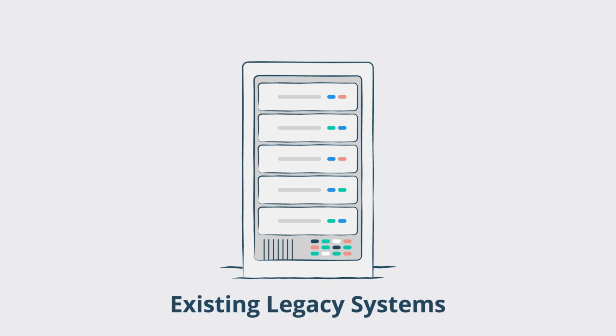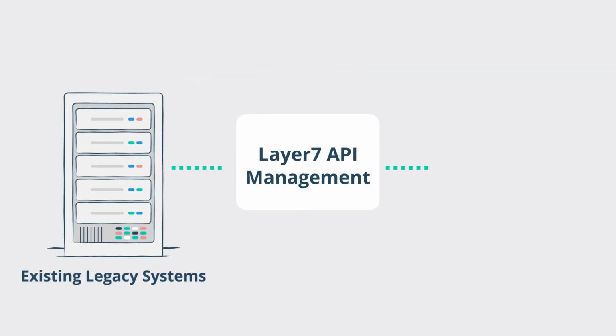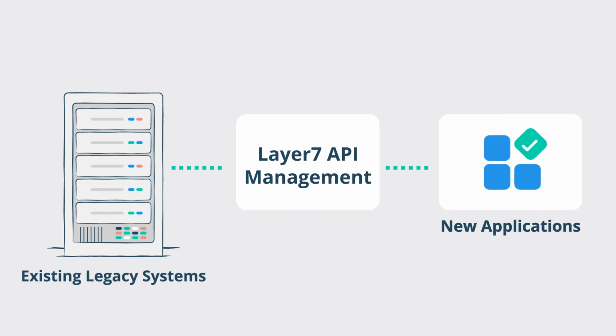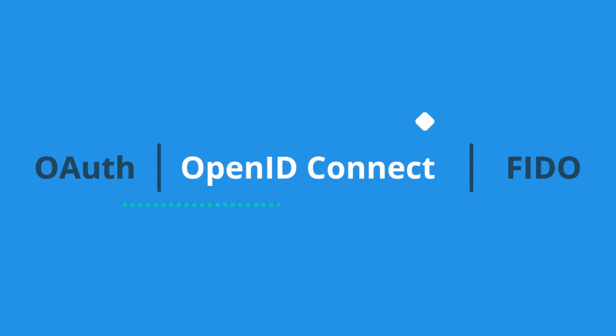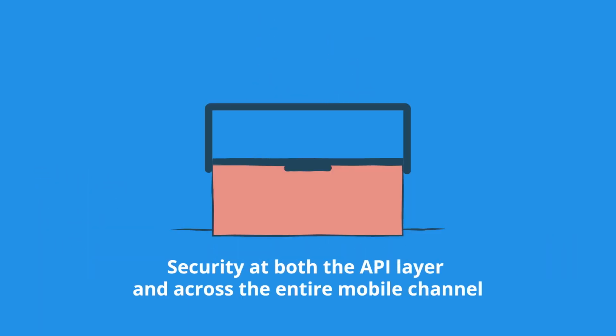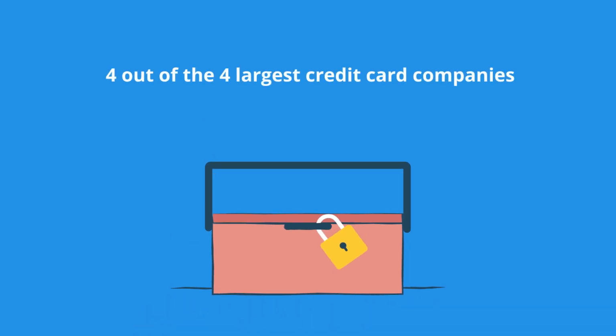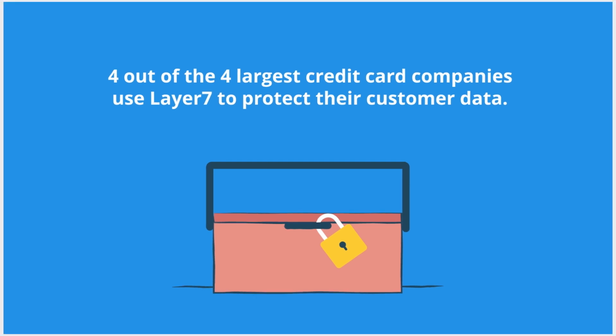Plus, Layer 7 connects existing legacy systems, such as the mainframe, with new applications to transform application architecture. Armed with a powerful toolset of OAuth, OpenID Connect, FIDO, and more, Layer 7 applies security at both the API layer and across the entire mobile channel. In fact, 4 out of the 4 largest credit card companies use Layer 7 to protect their customer data.